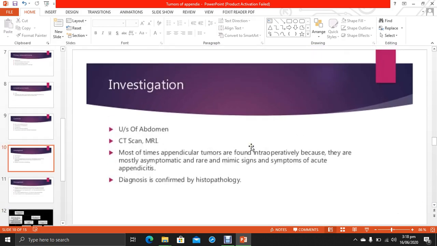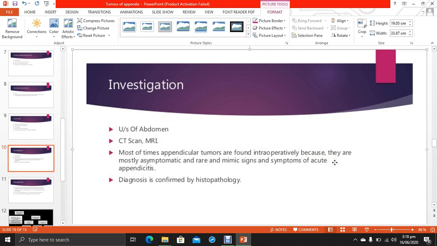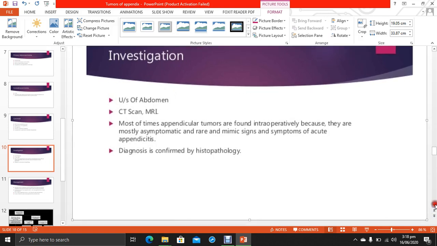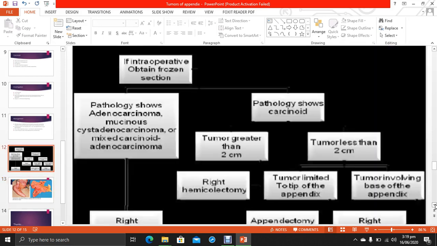How to investigate? Ultrasound abdomen, CT scan and MRI. But most of the time appendicular tumors are found intraoperatively. As I told you before, during surgery we have suspicion that there is something wrong, and we definitely do histopathology, and histopathology will give you 100% confirmation of the biopsy and the malignancy.